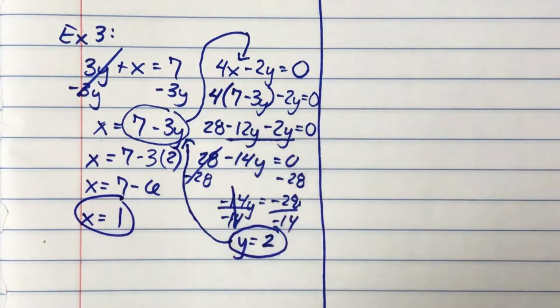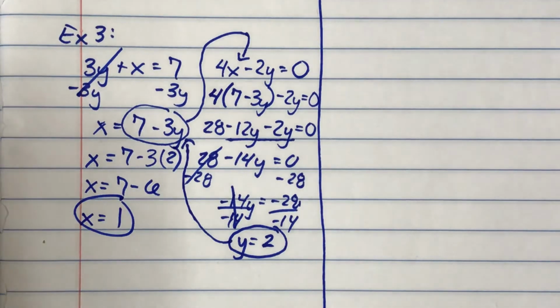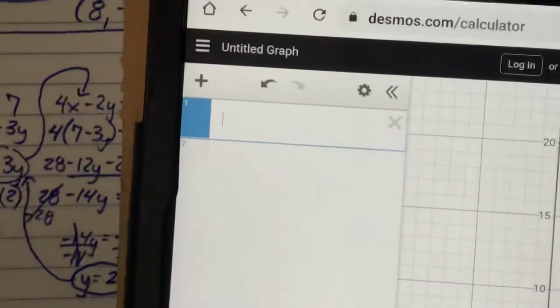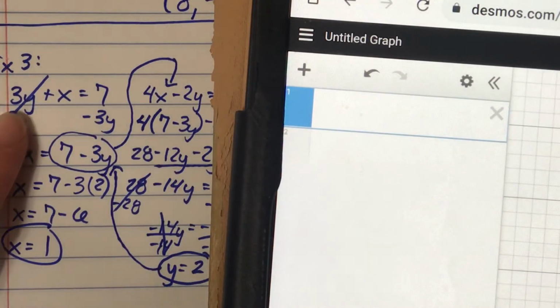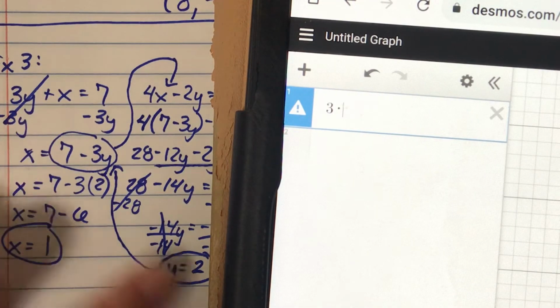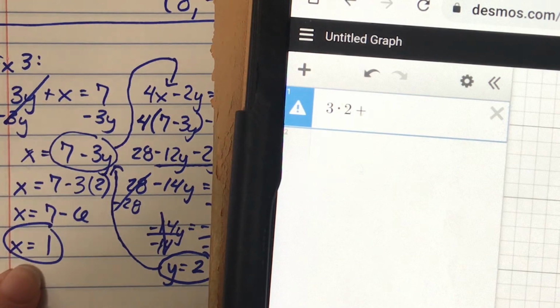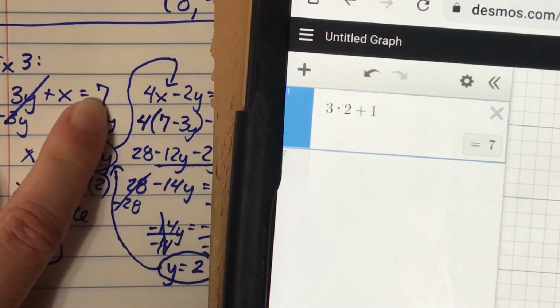And so my x value is 1 and my y value is 2. And if I want to use Desmos to check myself again, then I'm just going to look at what my equations were. So I'm going to type in 3 times y, which I'm saying is 2, plus your x value, which was 1. And that does give me 7, so that's good.